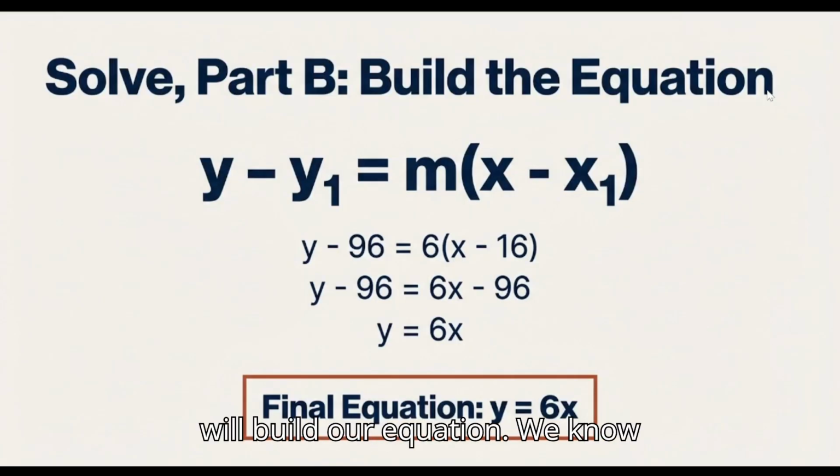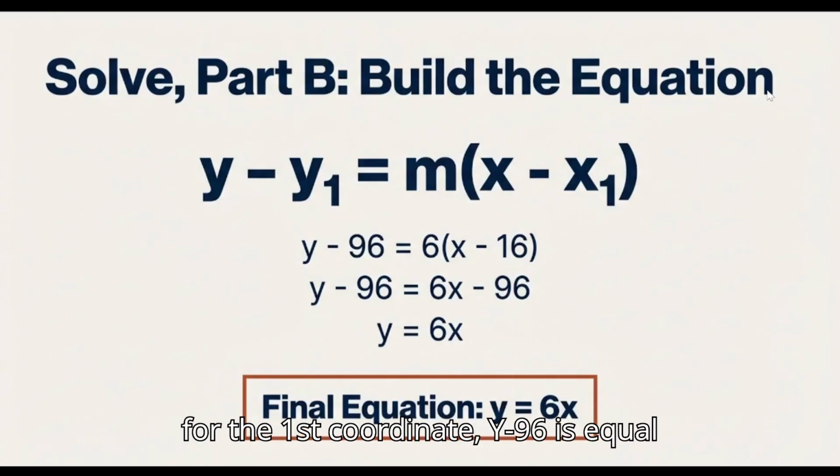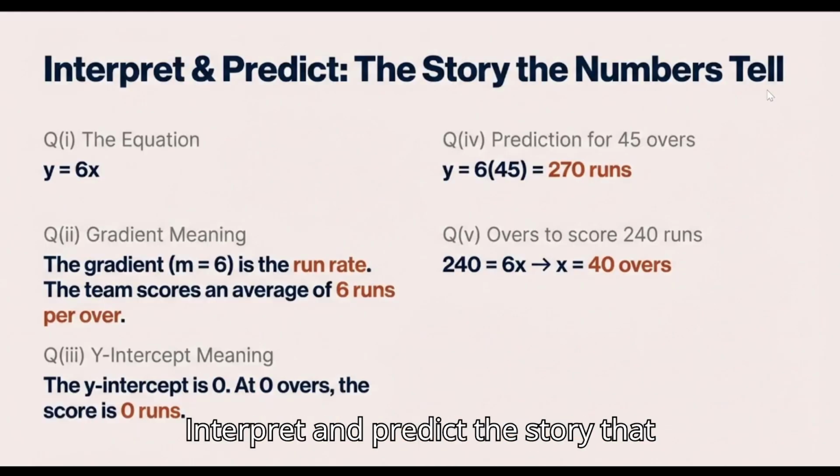Solving for part B, we will build our equation. We know that y minus y1 is equal to m bracket x minus x1. So substituting the values that we found for the first coordinate, y minus 96 is equal to 6 into x minus 16. That means y minus 96 will be 6x minus 96. Y will be equal to 6x. This is our final equation.